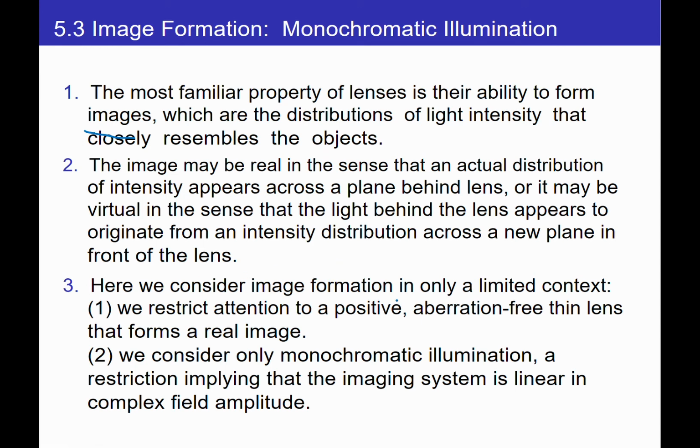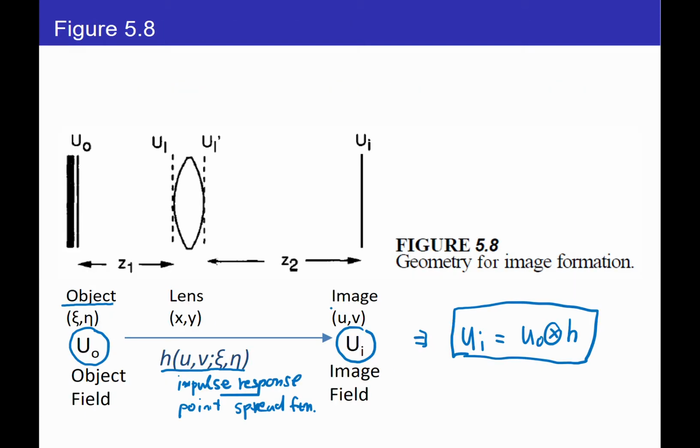So we are going to be concerned only with the real image case. Here we consider image formation in only a limited context. We restrict attention to the positive, aberration-free, thin lens that forms a real image. We consider only monochromatic illumination, so we are not going to think about multiple colors. There's a single color. Okay, so those are our rather strict assumptions. So this is our system. Please remember that the object has a coordinate ξ η, the lens has a coordinate x y, and the image has u v.